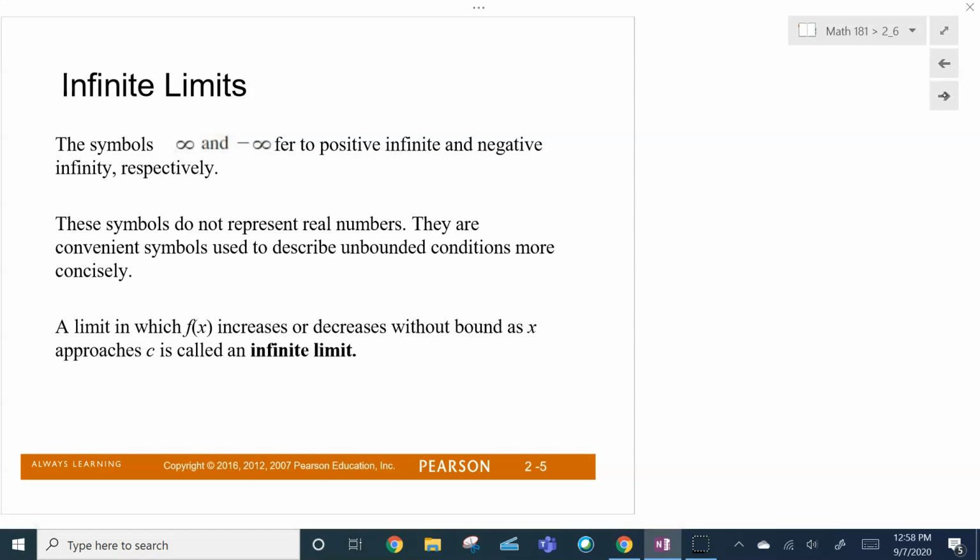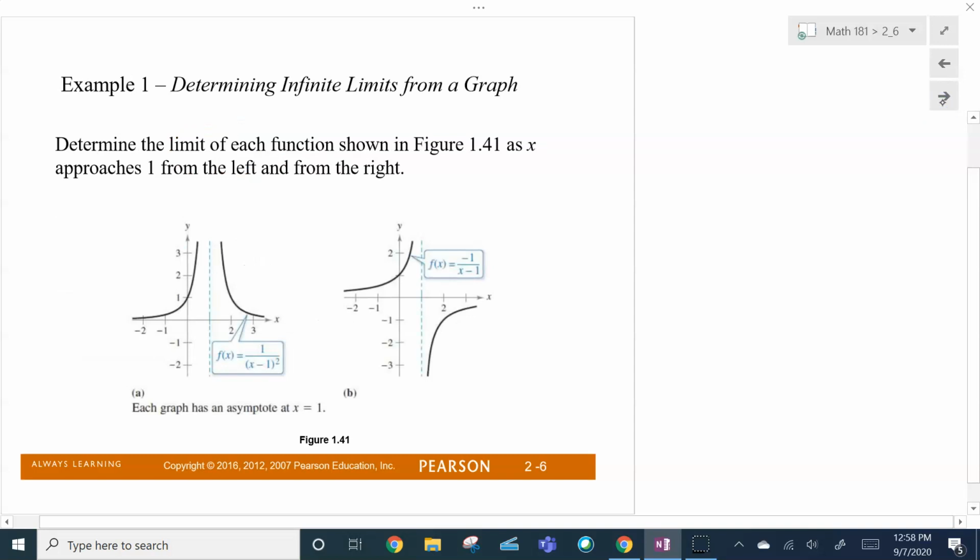So these symbols, infinity and negative infinity, obviously don't represent real numbers. They're just used to describe unbounded conditions. Remember, the limit does not exist. It's just called an infinite limit. Okay, let's do another one here.